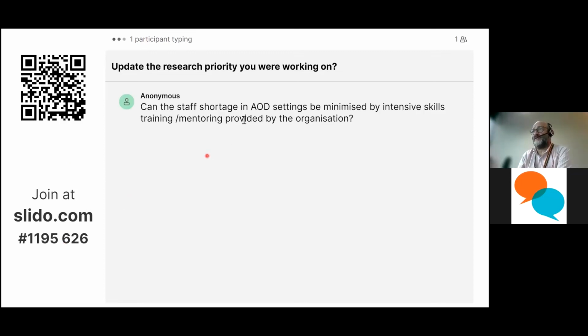Can the staff shortage in AOD settings be minimized by intensive skills training, mentoring provided by the organization? Neat. That is really neat. Okay, so that's a very neat question, and it definitely looks like it's going to be answerable. I suppose one thing you could think about is what's the comparison, because you're probably doing something already. And it might be that the research question is how much better, how many more staff could we retain if we did this intensive skills training mentoring compared with what we're doing already, for example. That might put a slight edge to that one. Thank you, that's a very neat way of saying it.